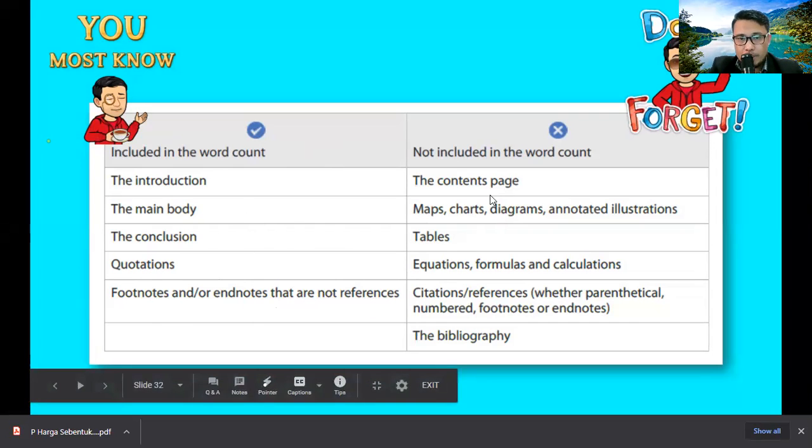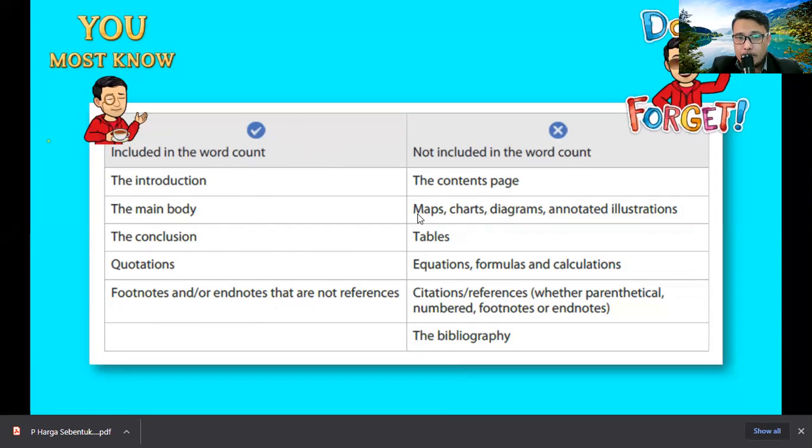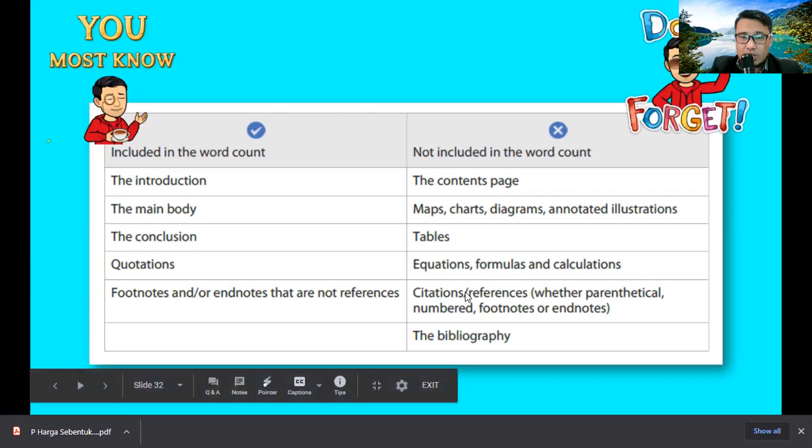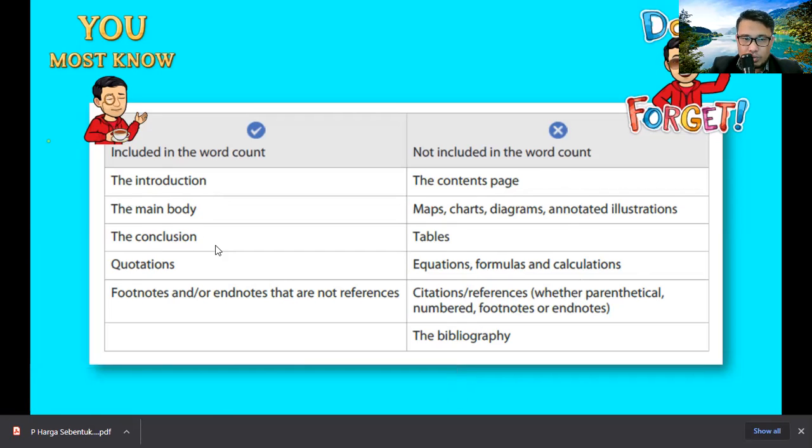Not included in the word count are the content page, daftar isi, maps, charts, diagrams, illustrations, tables, equations, formulas, calculations, and citations. References put in footnotes and notes will not be counted, and also the bibliography. So the only part that will be counted is from the introduction until the conclusion. The rest of it will not be counted.